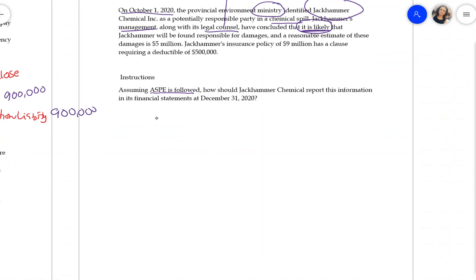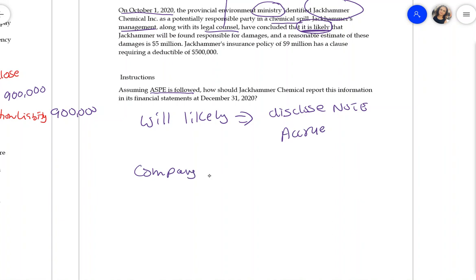So we know that the word is "likely." If it's likely, we know we have to disclose a note on our financial statements, and then we have to accrue some of the liability. We want to know how much we should accrue in this case. The information we are given is that Jackhammer has an insurance policy. The insurance policy will cover the damage up to 9 million.